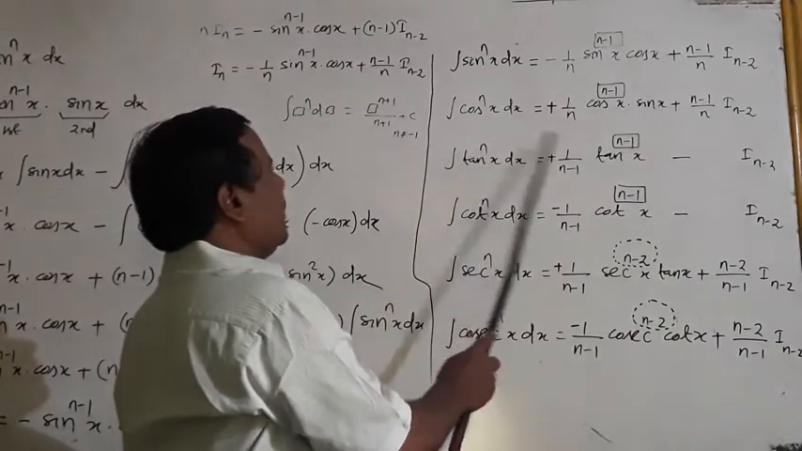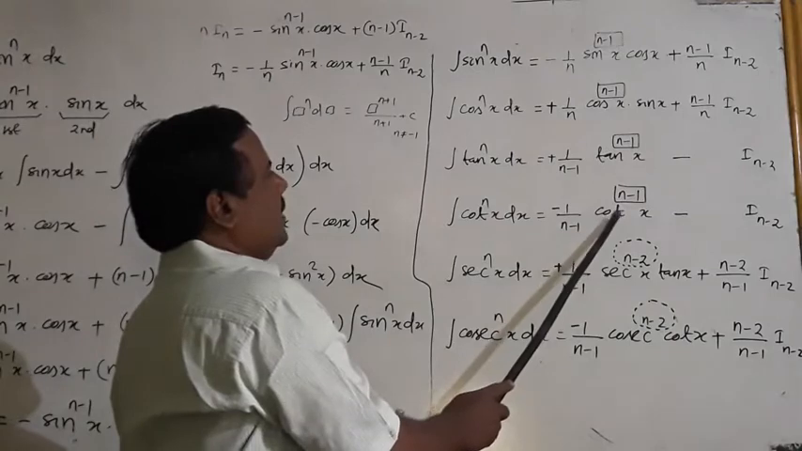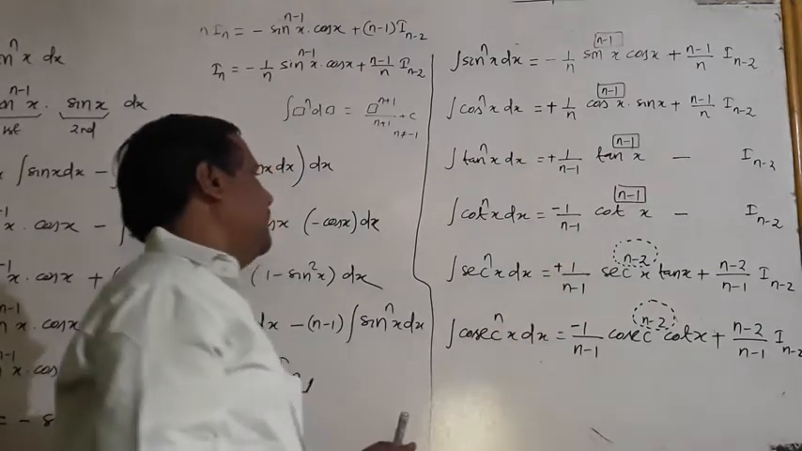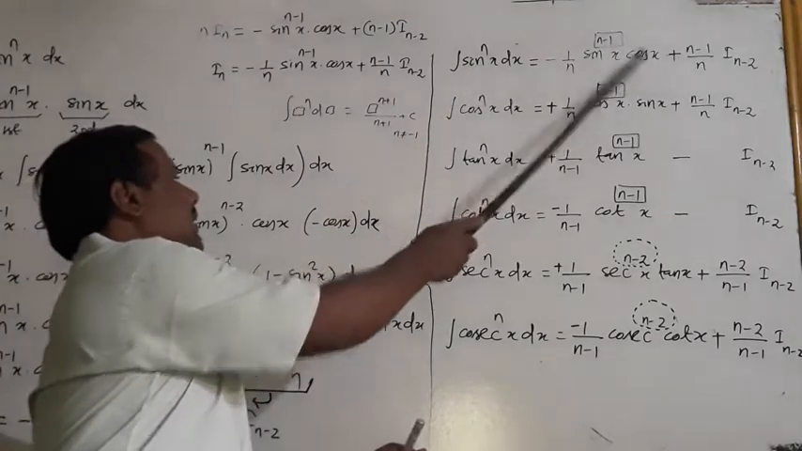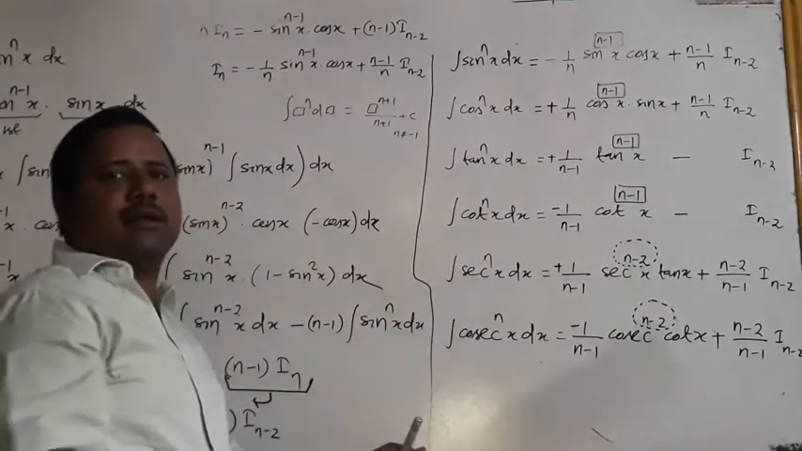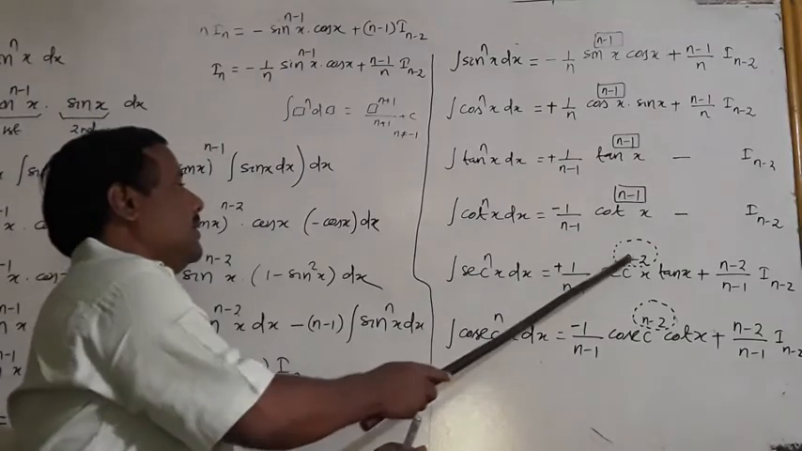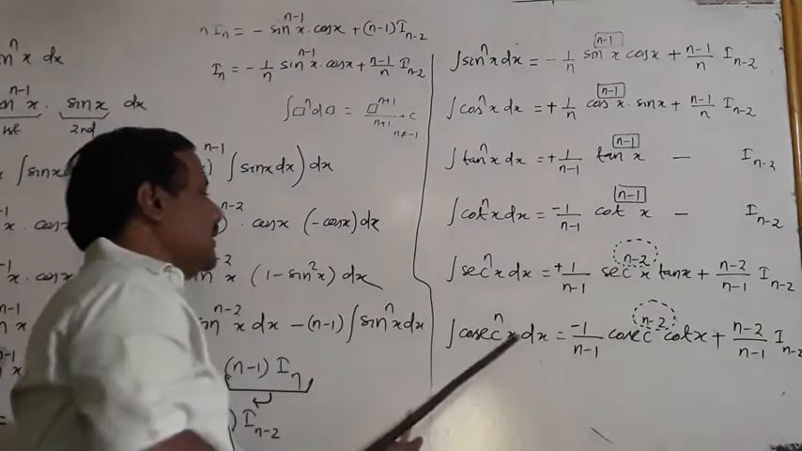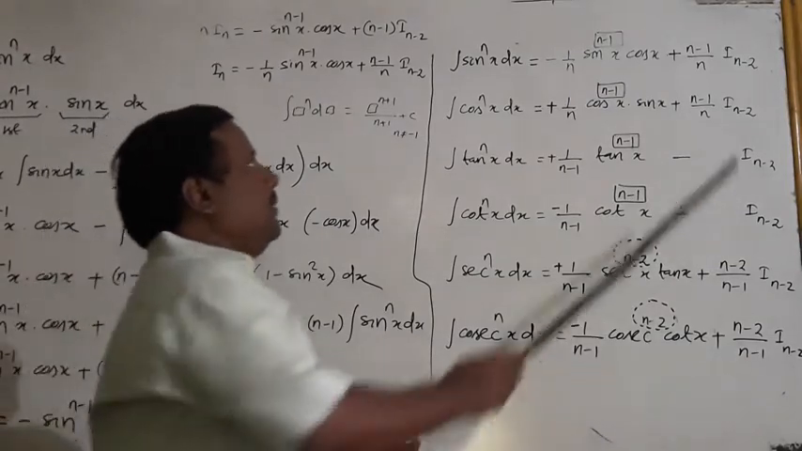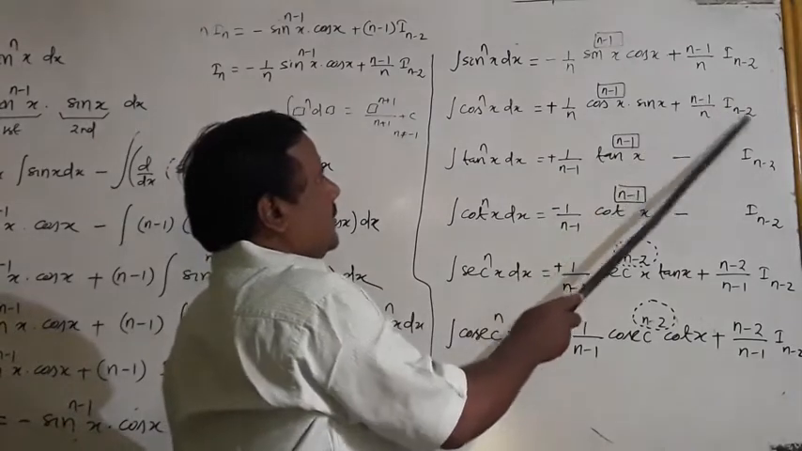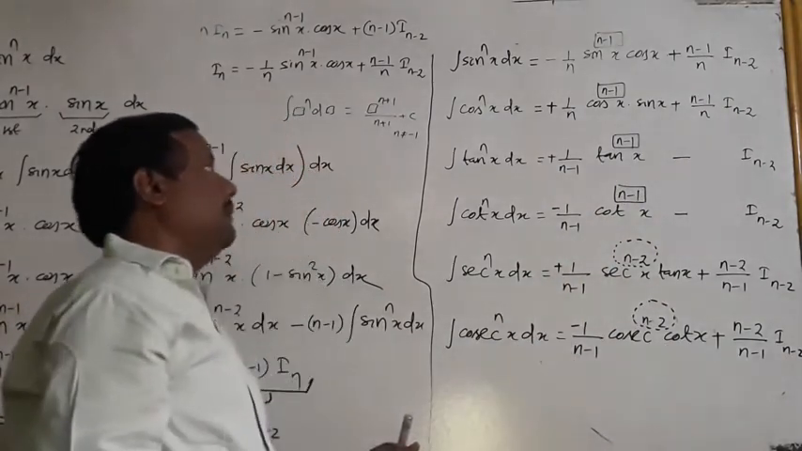Tan power n minus 1, cot power n minus 1. Then sec, it will be sec tan, as sin cos is there, because the friend of sec is tan. Sec power n minus 1, n minus 2 tan x, cosec power n minus 2 cot x. Then everywhere you see n minus 2, n minus 2.